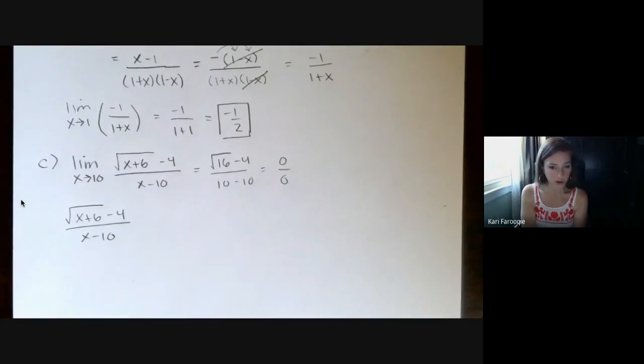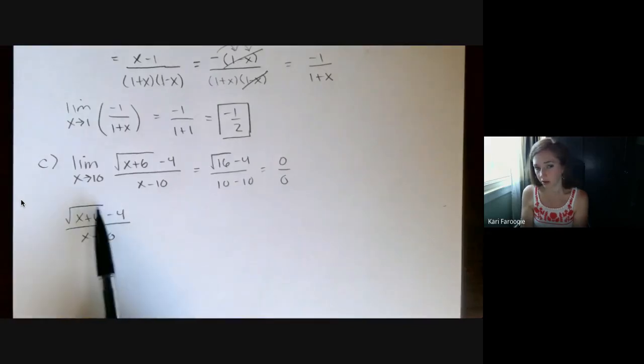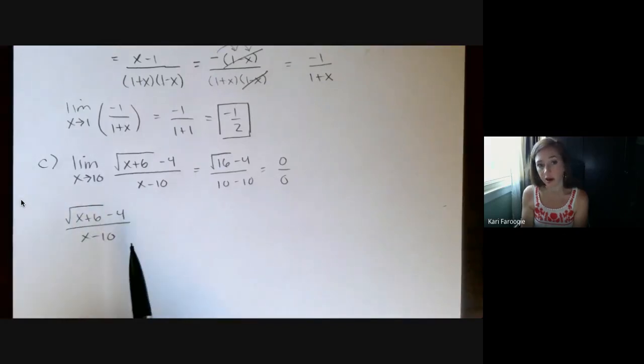And what we're going to do is multiply the numerator and denominator by the conjugate of whichever piece of this fraction has the radical. So you're going to pick the piece with the radical, which is the numerator, and we're going to multiply the numerator and denominator by the conjugate of, in this case, the numerator.